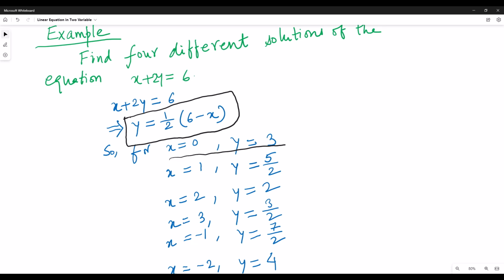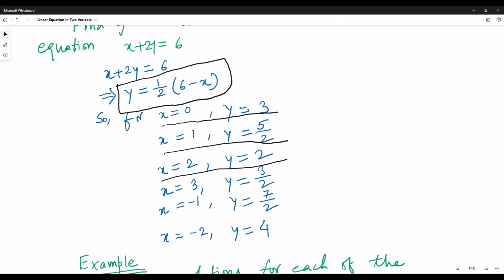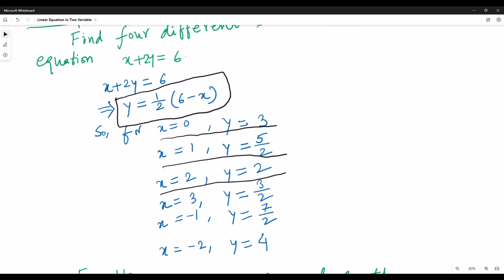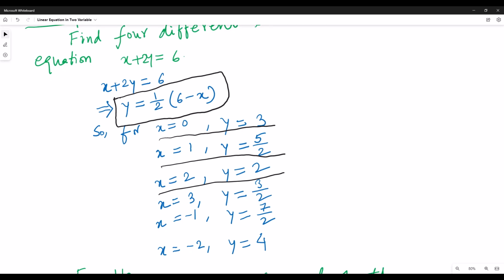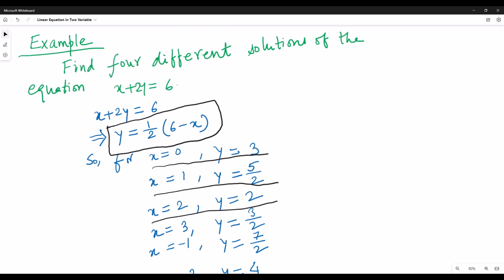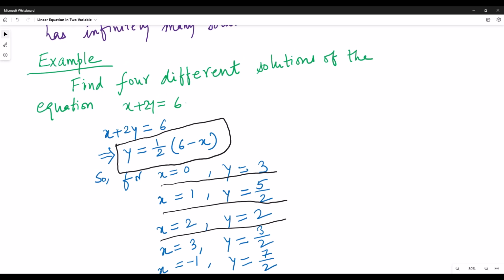For x equals 1, y is (6 minus 1) by 2, that is 5 by 2. For x equals 2, y is (6 minus 2) by 2, that is 4 by 2, that is 2. So just replace the value of x and you get a value of y. This is the way you can find different solutions. So we have found many of them. You put as many values of x and you get that many corresponding values of y. The problem is asking for four different solutions of the equation. You can find an infinite number of them, and four of them are here.